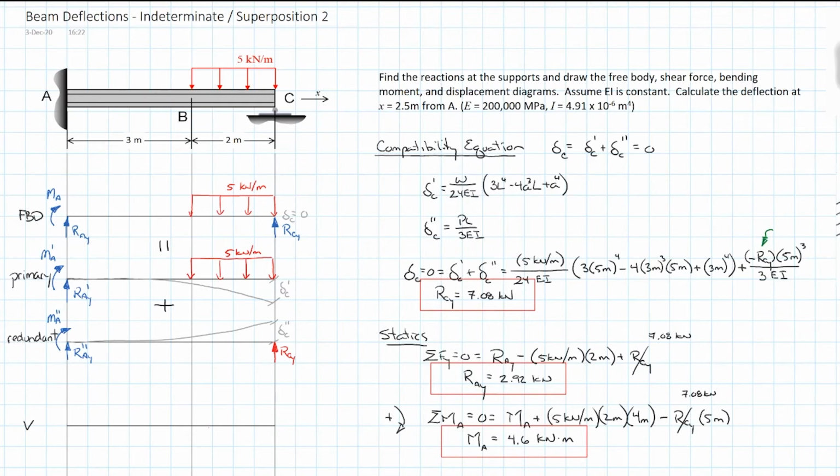So to do that, first thing I want to do is to label what these are, because it'll make my life easier. So that's equal to 2.92. That's equal to 7.08. And the moment is 4.6.